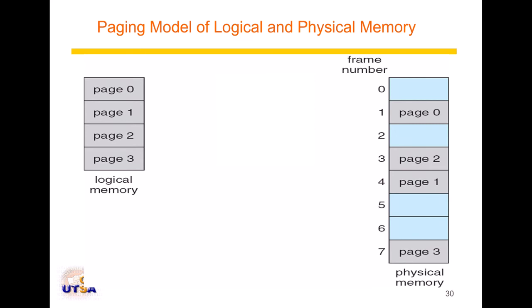Now let's say initially all the frames are available. When we want to execute this program, the operating system needs to find available frames for our pages. So assume that the operating system found that frame 1 is available for page 0. Similarly, page 1 is put at frame 4, page 2 is put here, and page 3 is put here, right? So once all that information is put together, then we can start running the program.